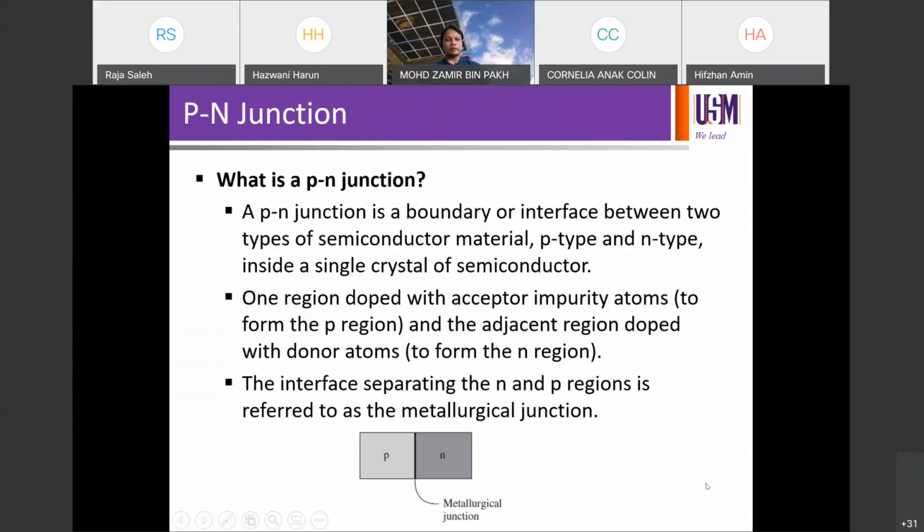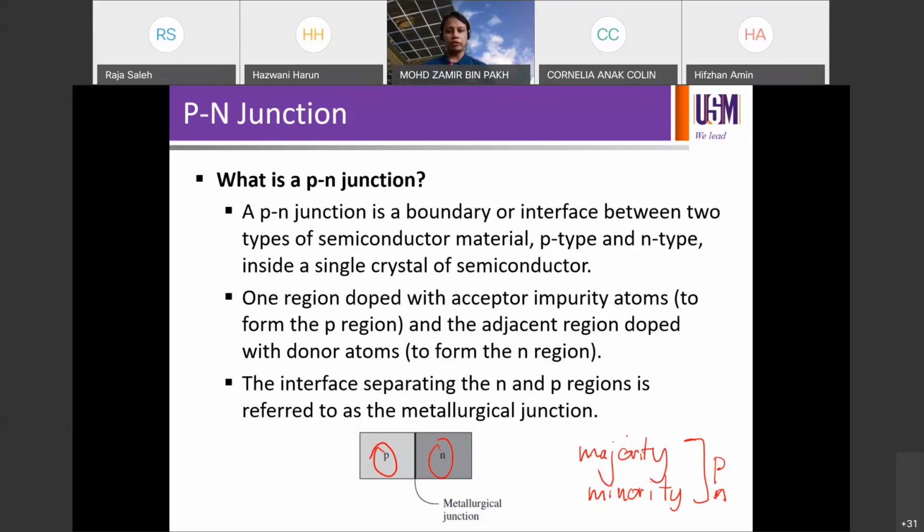So what is a PN junction? We have learned about a P-type semiconductor material on its own. We've also learned about N-type semiconductor material on its own. For each material, you have learned the concept of majority carriers and also the concept of minority carriers in P-type and N-type, right? Now we're looking into combining P and N-type together to form a junction, right?